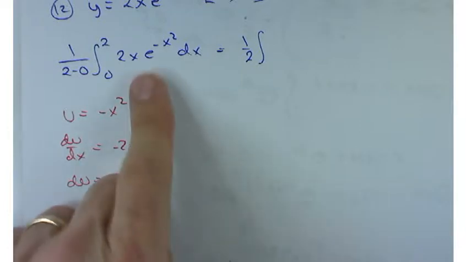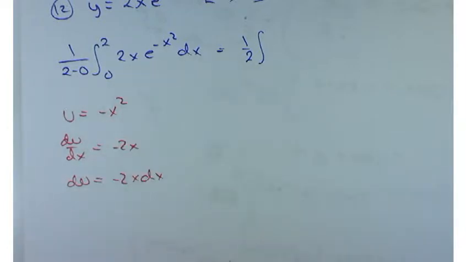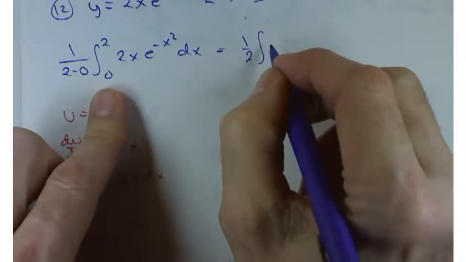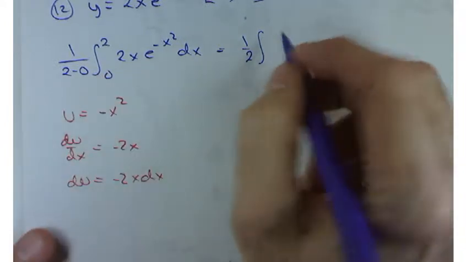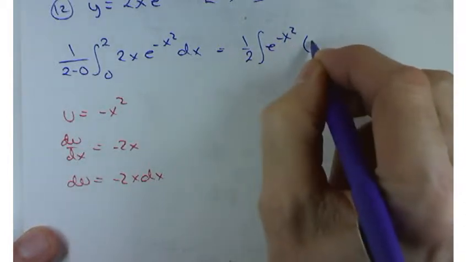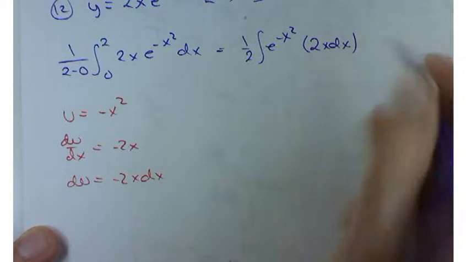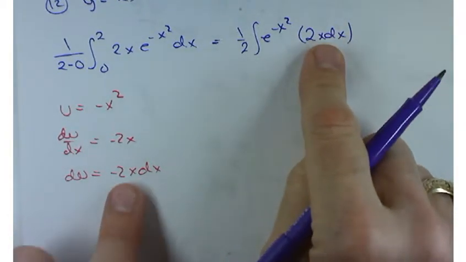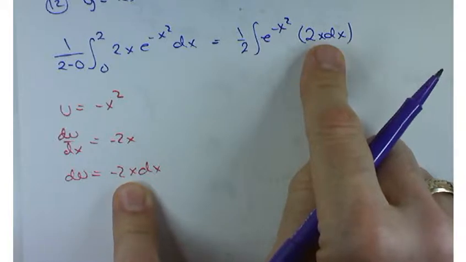Now, we have pretty much all of that in our integrand, right? So let me rewrite this as e to the negative x squared, 2x dx. So the only difference between what I have here in the integrand and what I have here is the negative sign.